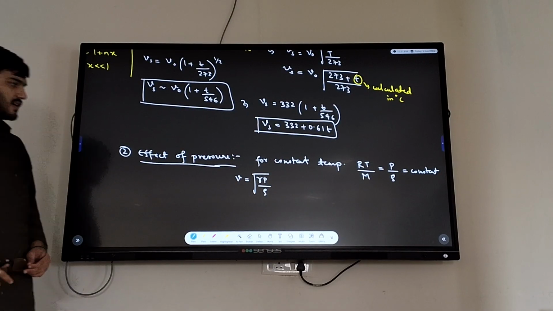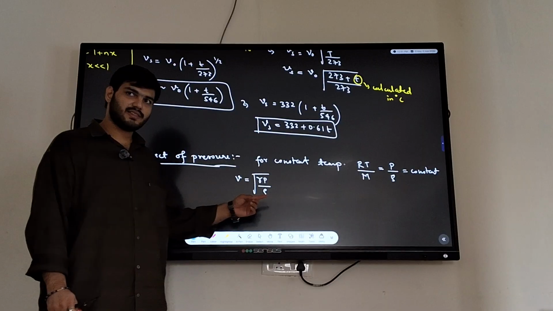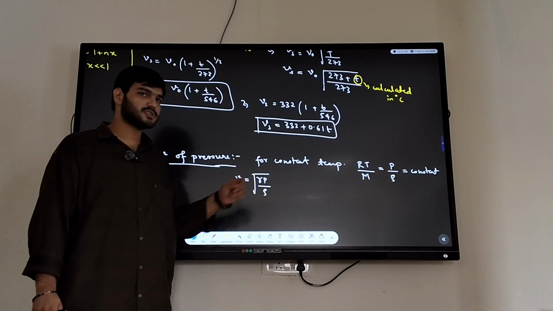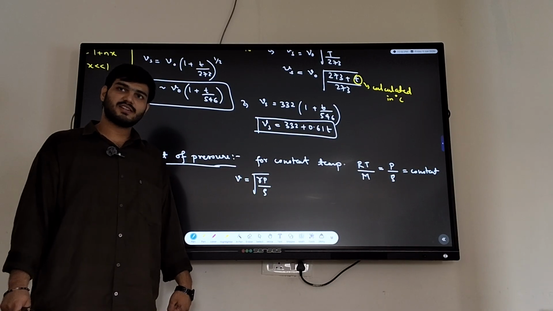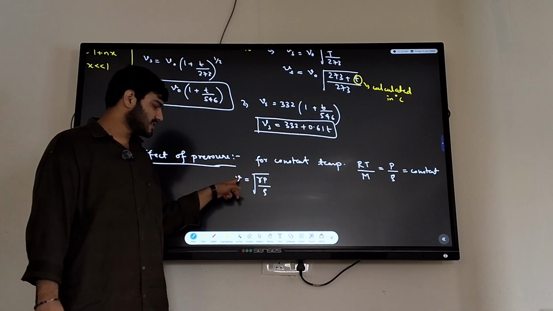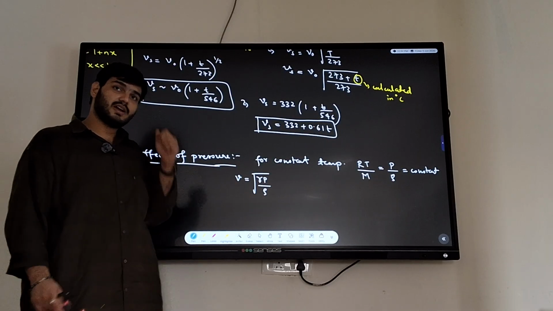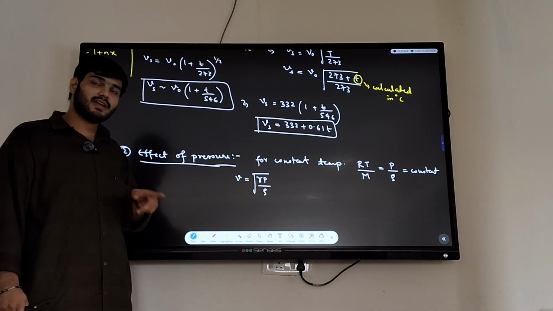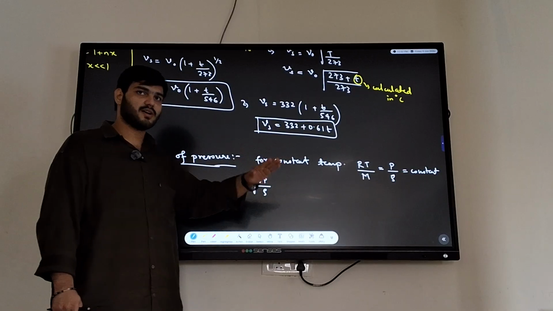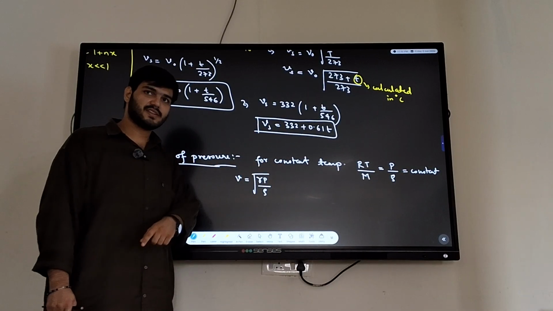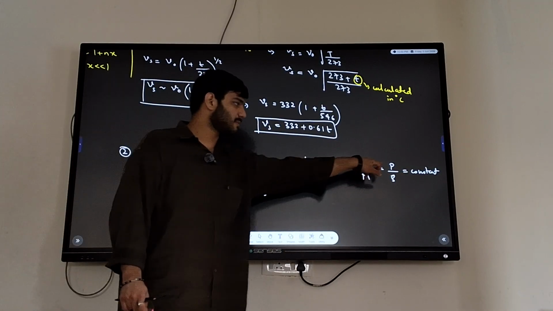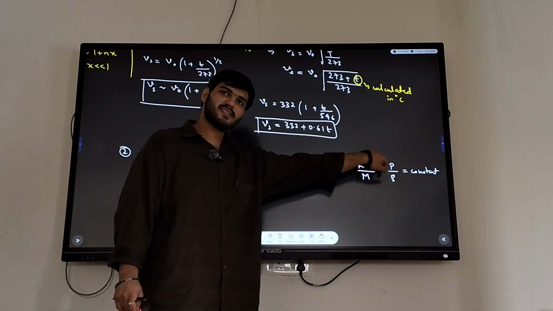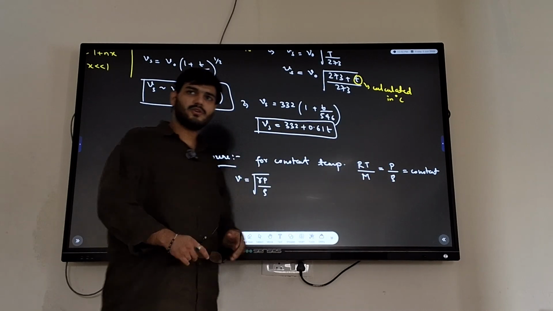Do you understand? You may look at this equation and say your velocity is proportional to root P. And if there is a change in pressure, there will be a change in the velocity of sound. And you will be correct in the cases where temperature is not constant. If the temperature is constant, then even if there is a pressure change, there will be a corresponding change in density. Do you know why?